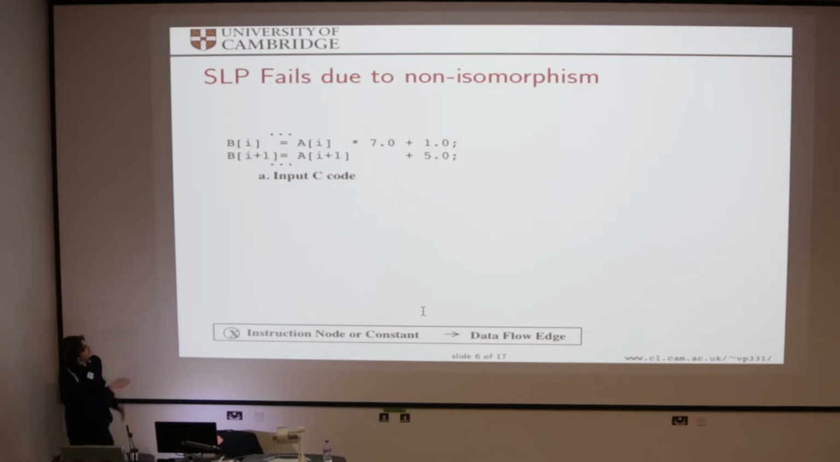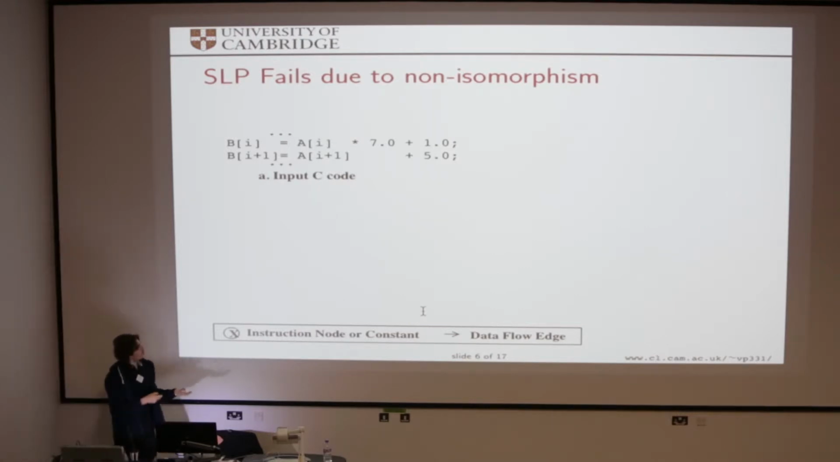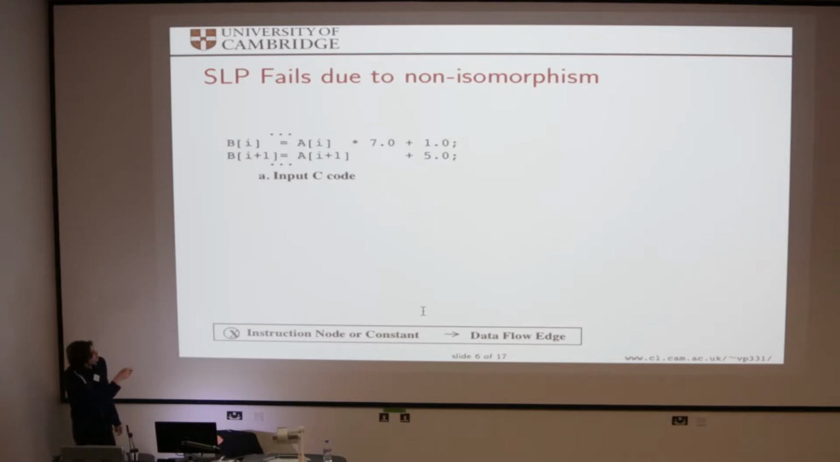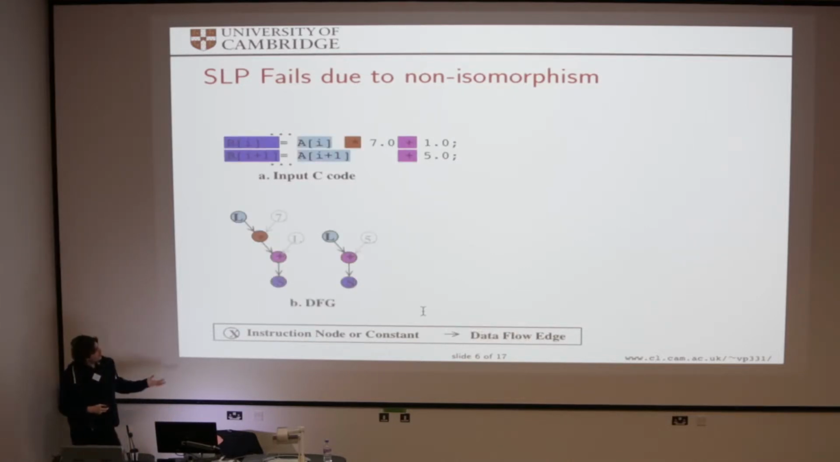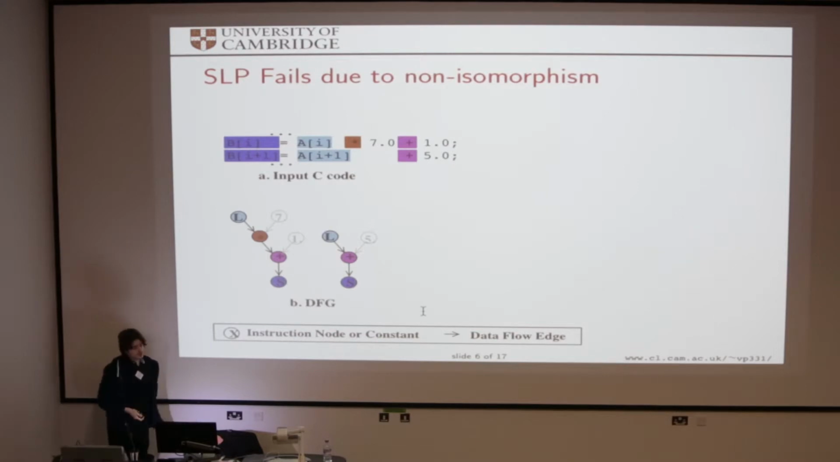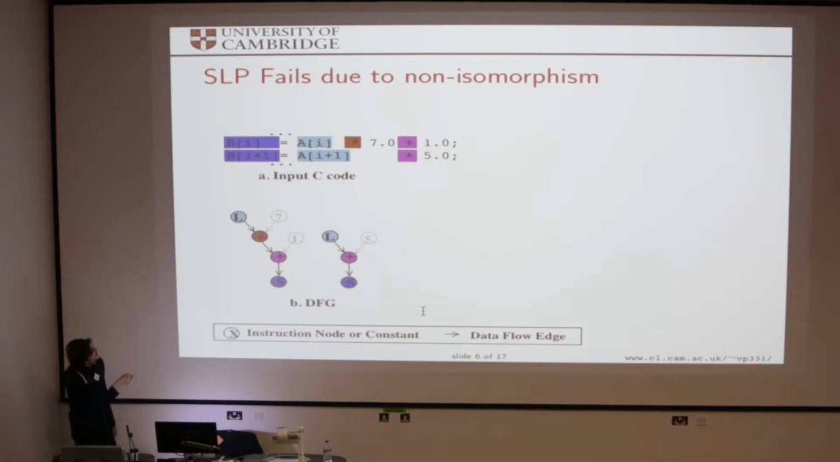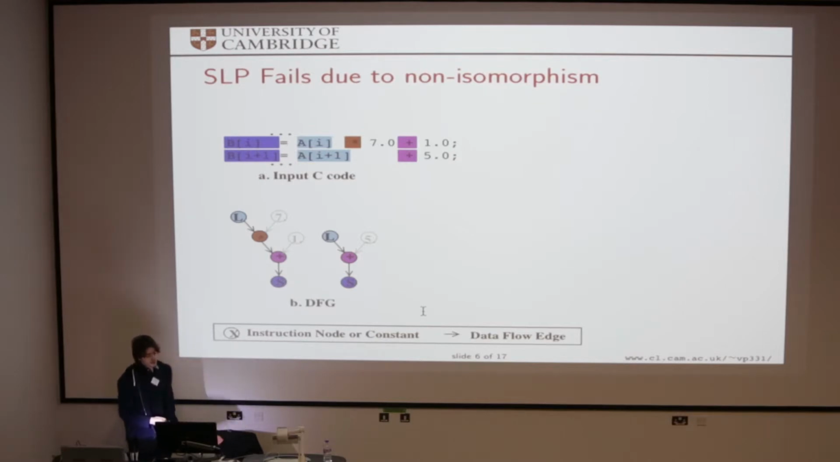We start with this very basic code. What it does is that it reads from array A, it performs some computation and writes back to array B. What you have to notice here is that there's an extra multiplication on the top. So once we build the dependency graphs, they look like this, and of course the first graph, which corresponds to the first statement, is bigger, so it has 1 extra node here, the multiplication with a constant. And I'll show you now how this becomes a problem with SLP.